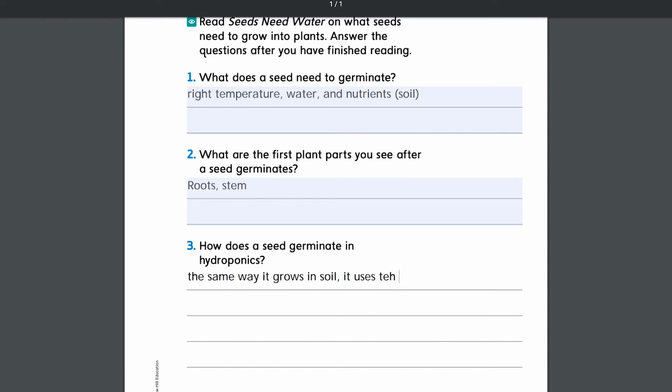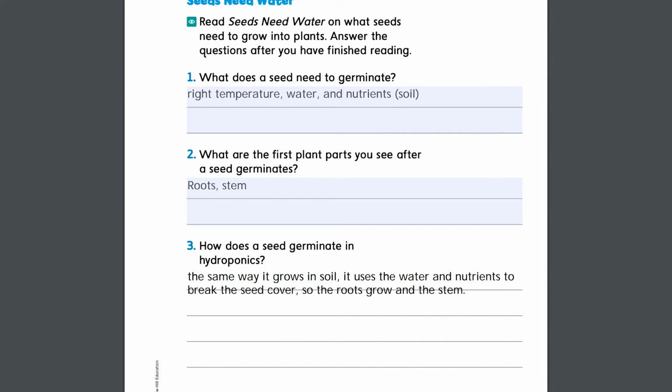It uses the water and nutrients to break the seed cover or the seed coat so the roots grow and the stem. And remember, seeds that are grown in hydroponics grow faster than they do in soil. They can also grow larger.